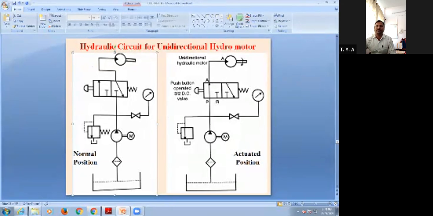See, unidirectional hydraulic motor. This was the normal position. When it is actuated, that actuated position I have shown here. So flow will pass from the P to A port, and from the A port it goes to your motor. Due to that, your motor will rotate in one direction. So this is the hydraulic circuit for a unidirectional hydraulic motor.